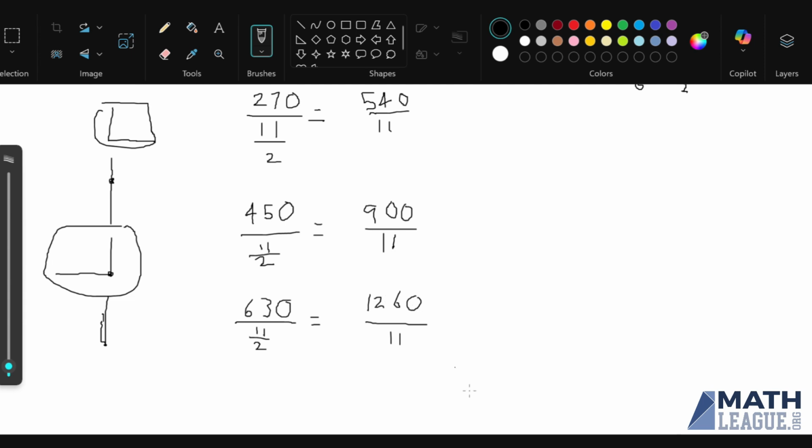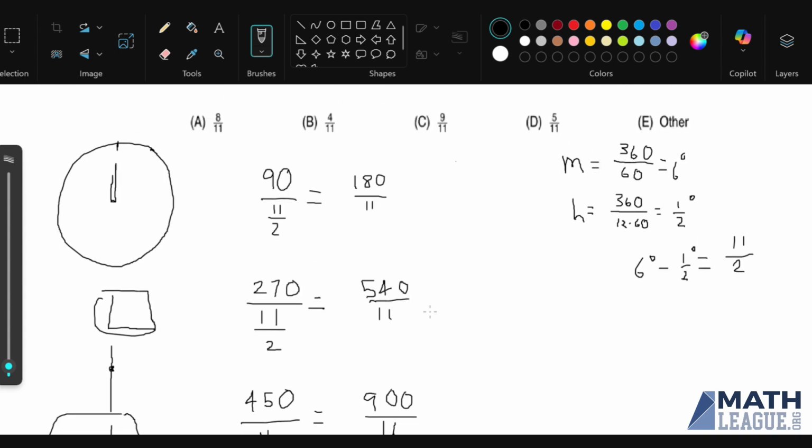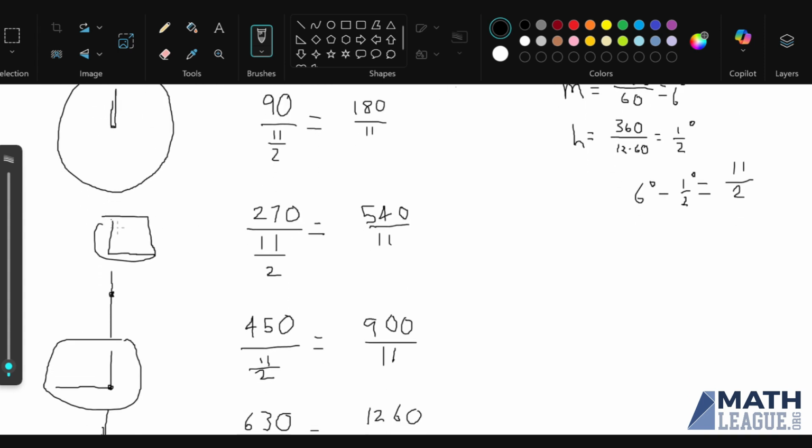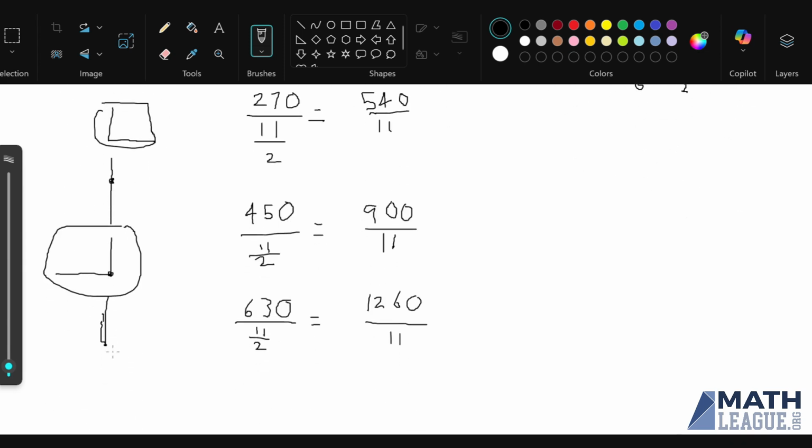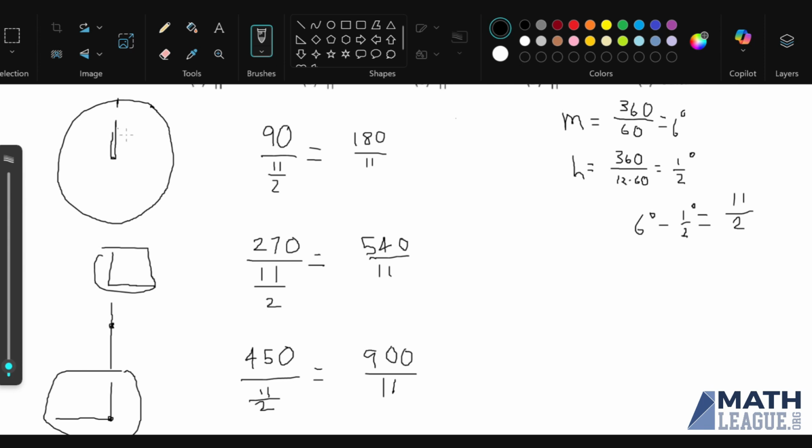And 1260 over 11 is less than 120, but if we increase further, then we're going to end up with a fraction that's greater than 120 minutes, which means that we're going to be past 2 o'clock. This also makes conceptual sense because when we go from one of the times when these two hands are pointing in the same direction to the next time these two hands are pointing in the same direction, then the minute hand has moved a little bit further than a full circle, which means that a little bit more than an hour has gone by.